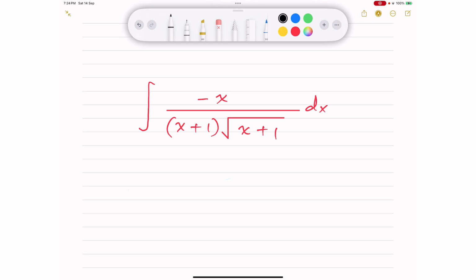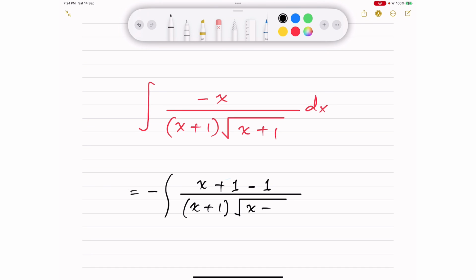So this negative sign here, we can get it outside the integral. So this is going to be equal to negative. Let me get it outside the integral, and then inside, let me add and subtract 1 in the numerator. So x plus 1 minus 1. So with that, I haven't changed anything. And then we keep the denominator exactly as is, multiplied by the square root of x plus 1 dx.